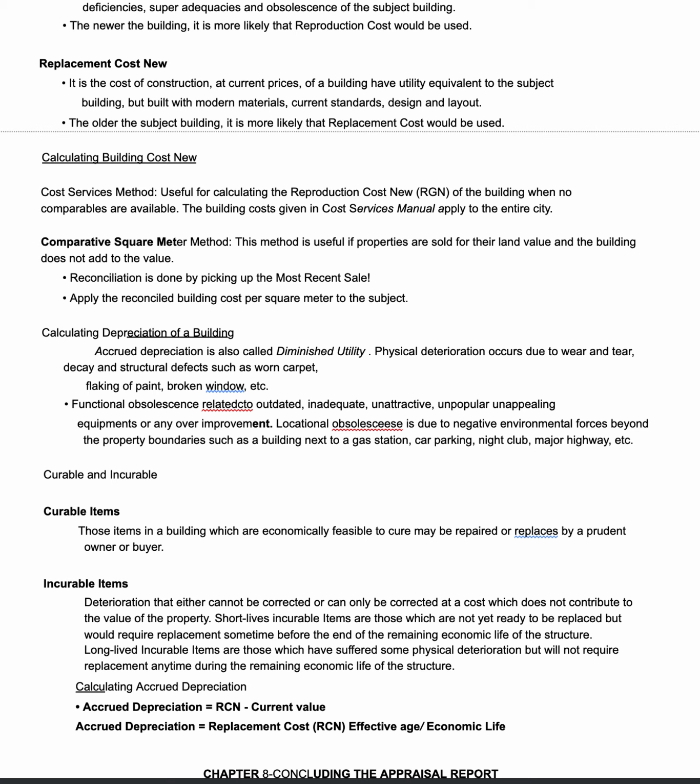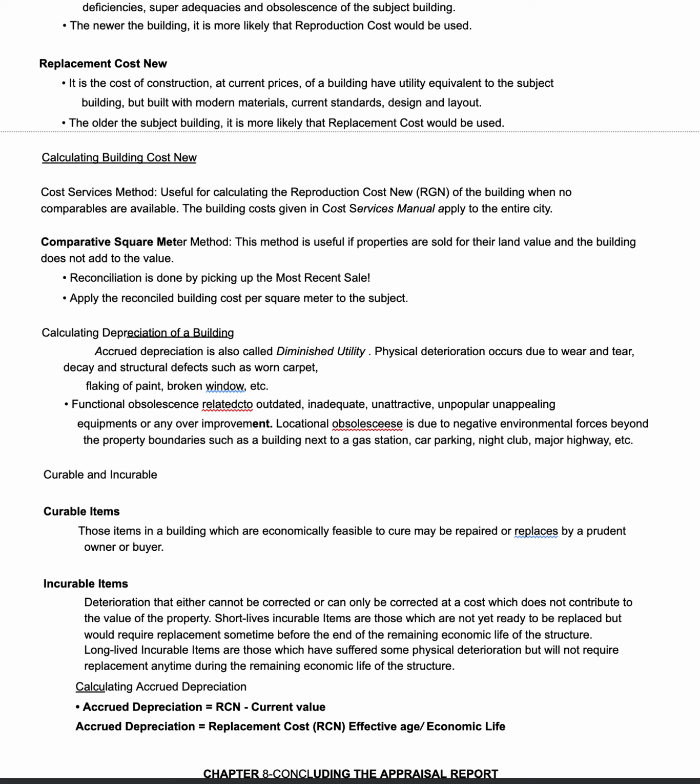Long-lived items are the ones which have suffered physical deterioration but will not require replacement at any point during the economic life of the structure. Such a property has an actual age of 30 years, an effective age of 10 years, and an economic life of 60 years, so the remaining life is 50 years. The copper plumbing in this building has an effective age of 30 years and a remaining life of 50 years, so its life expectancy is 80 years. Clearly, this plumbing will not require replacing before the end of the life of the building. As a result, plumbing is considered a long-lived item because its remaining life is at least the same as the building as a whole. Typically, items like foundation and framing are long-lived items.